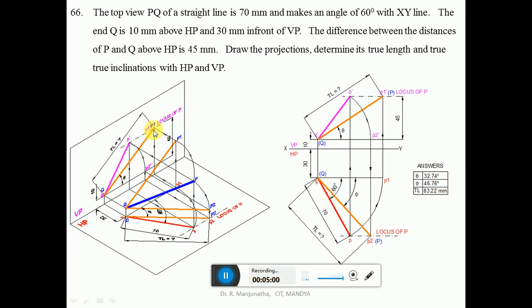Then join Q dash P1 dash with a little bit thicker than the projector line. So this will be the inclination, and the true length will be found out here. Now similarly, we want to find out the true length in the horizontal plane.